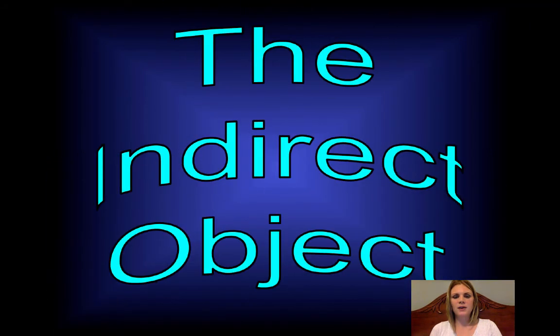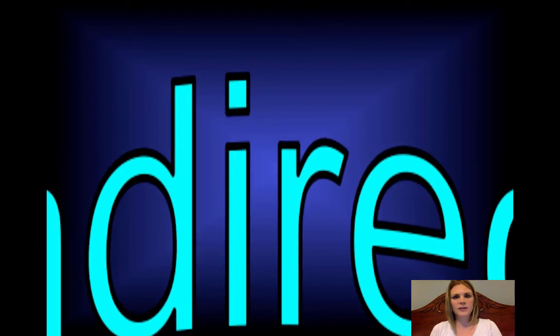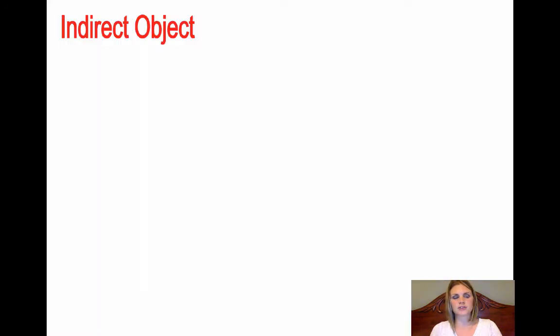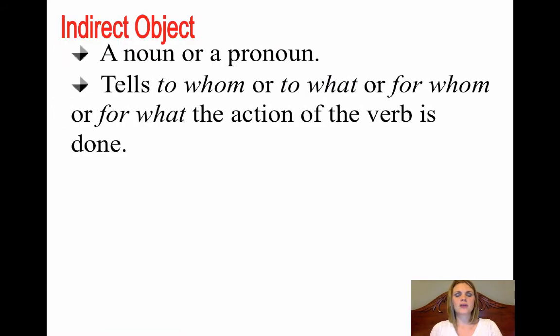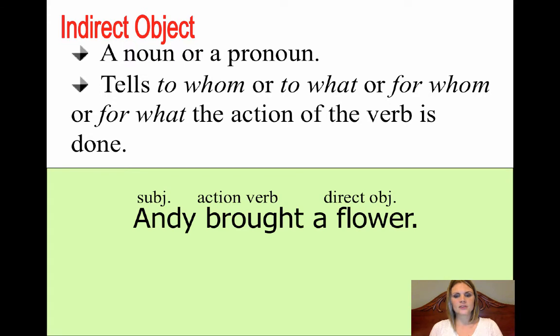All right, so that was direct objects. Indirect objects are only a little bit different from that. You just ask different questions. Indirect objects are also nouns or pronouns, and they tell to whom or to what or for whom or for what the action of the verb is done. So in this sentence, Andy brought a flower. Oh, how sweet. Andy's the subject, brought is the action verb.